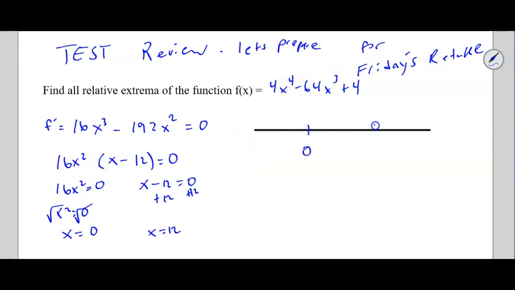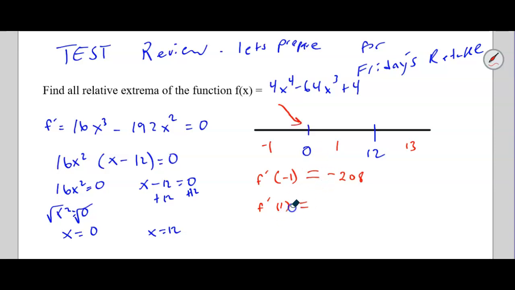So 0 and 12, and we test values on the different sides of those values. I'll test -1, I'll test 1, and I'll test 13. And we test those in the first derivative. So we test f prime of -1. The -1 here will be a negative, and the -1 here will be a positive, so it's still negative. In fact, this is -208 if you plug it in. So that tells me this is a decrease on this side.